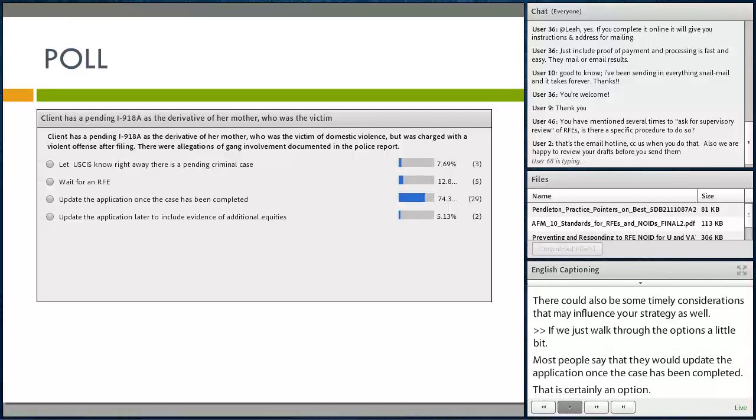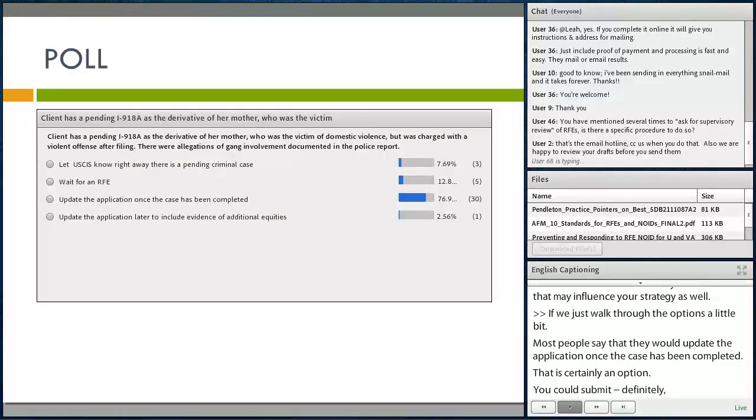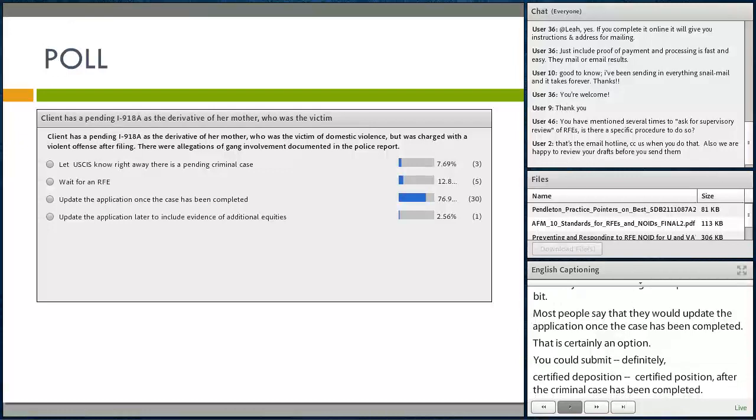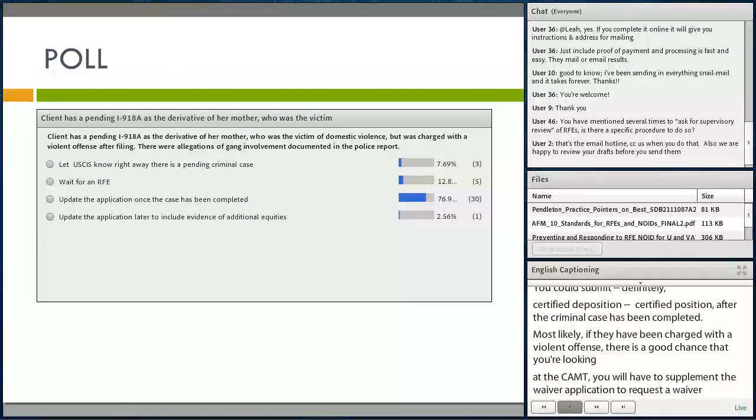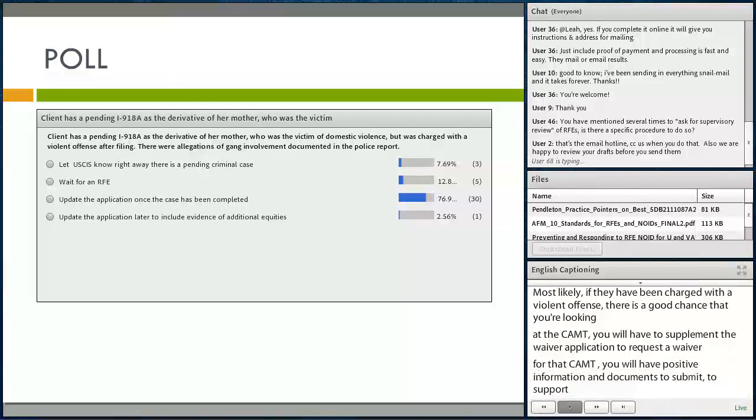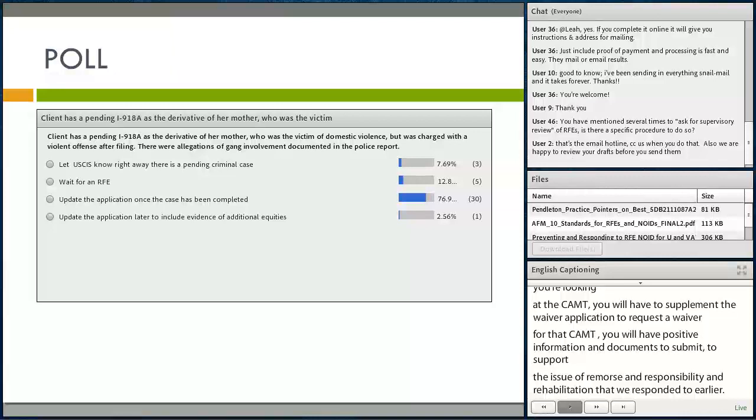That's certainly an option. So definitely you would submit the certified disposition after the criminal case has been completed. And most likely, if she's been charged with a violent offense, there's a pretty good chance that you're looking at a CIMT here, right? And so you're probably going to need to supplement the waiver application, the 192, to request a waiver for that CIMT, right? And you're also hopefully going to have some additional positive discretionary information and documents to submit to support the issue of remorse and responsibility and rehabilitation that we addressed earlier, right?